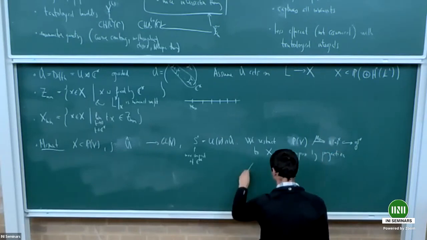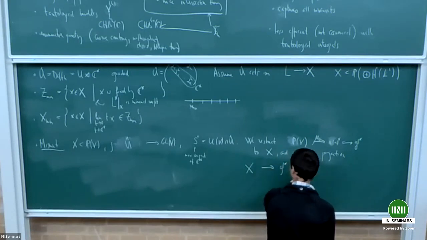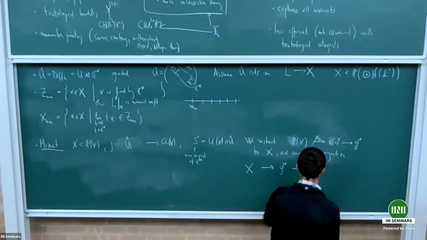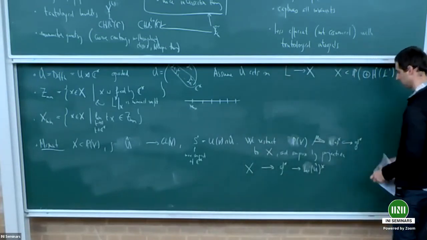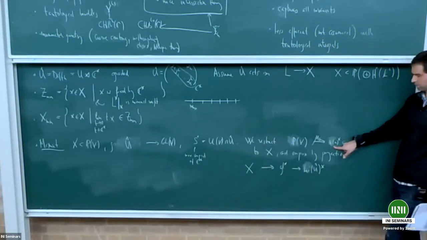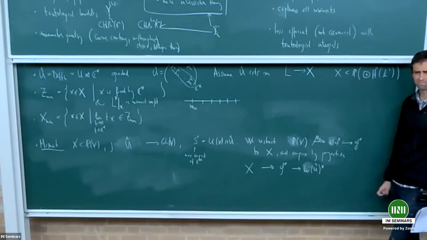So what we get in the end: X maps to GL star, and then we project it to U hat star. I'll just say Li of U hat star. Just remember that this embedding is really the real dual of this maximum compact subgroup, and this is the complex dual, and then it's just the set of them.